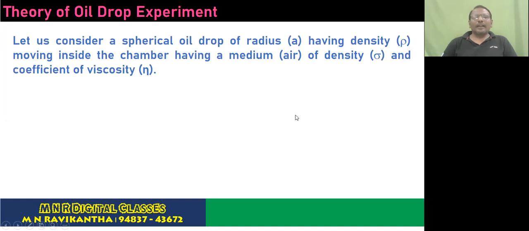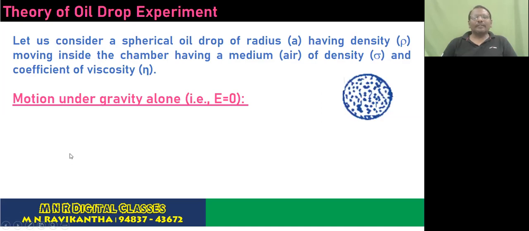Let us consider an oil drop of radius A having density rho, that is, an oil drop formed by a liquid of density rho, moving inside the chamber having a medium, that is air, of density sigma and coefficient of viscosity eta.